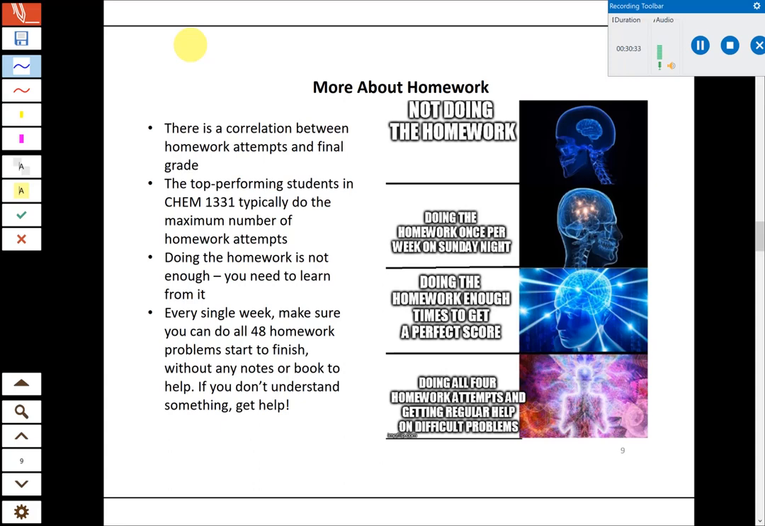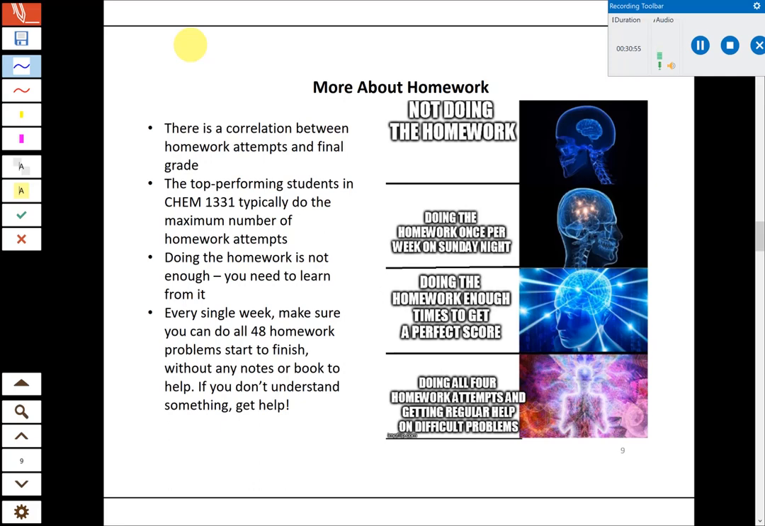So, I'm going to sound like a broken record at the end, but I think it's important to keep after these sort of principles and approaches here. Basically, we give you 48 homework problems every week, as I said, if you do all 4 attempts. And your goal at the end of the week, by the time you finish those, is to know how to do all 48 of those questions from start to finish without any resources to help you.